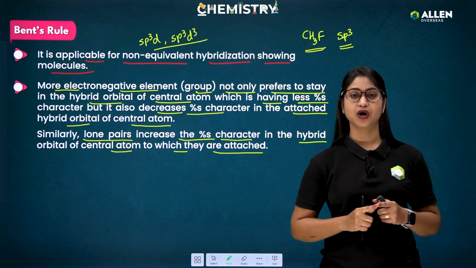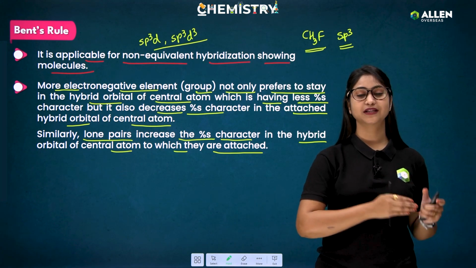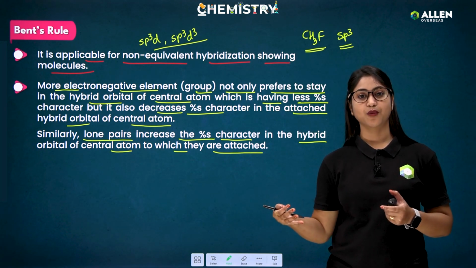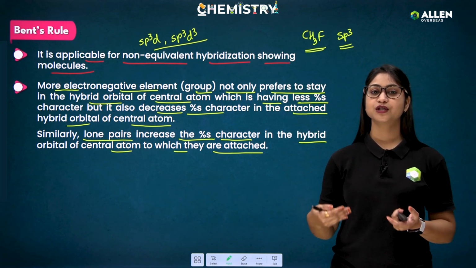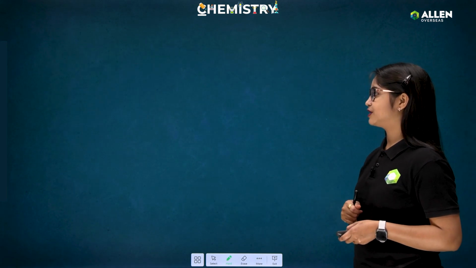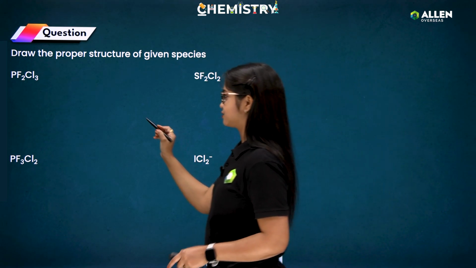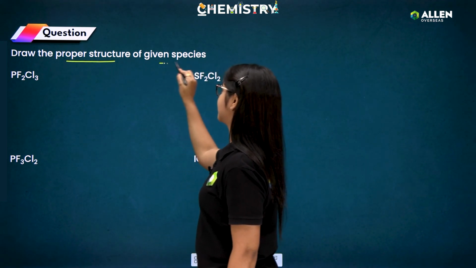Now, how are we going to apply these, and on the basis of this, how can we compare the bond length, bond angle and other properties? So let's see. We are going to take a few examples to understand this Bend's rule, right? So now, first of all, we have to draw the proper structure. Draw the proper structure of the given species.